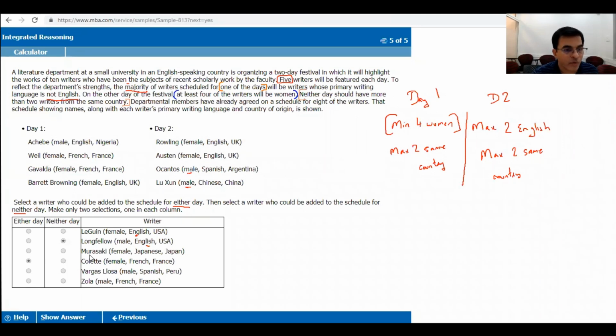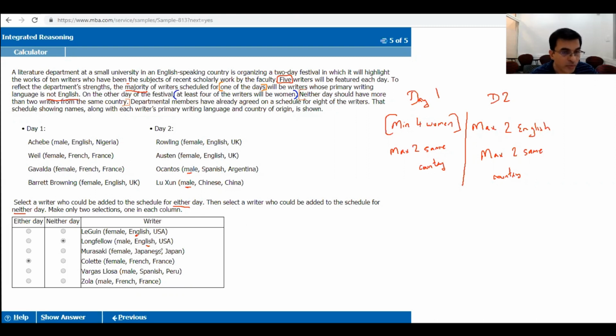Now we check Murasaki. So she's female, means she's eligible for day 1. She's Japanese, so she's not violating the 2 country rule on day 1. Sorry, there's no language restriction in fact on day 1. She's from Japan, so she's not violating the 2 country rule for day 1. So she's eligible for day 1. Murasaki can go on day 1.